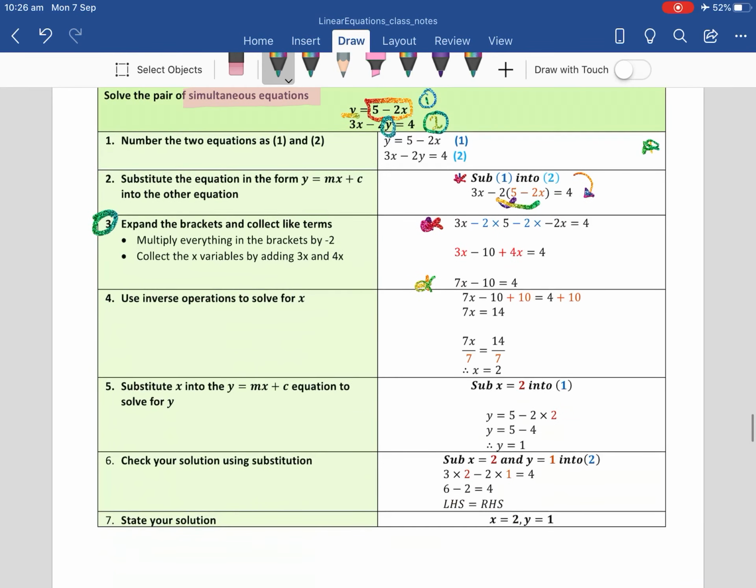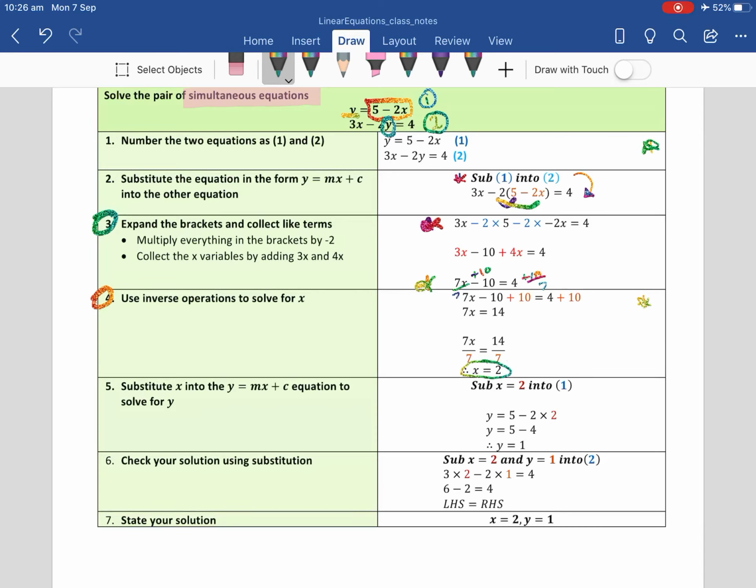From here, step 4 says to solve for x. You can use your inverse operations. Here you've got a minus 10, so you're going to plus 10 to both sides. And then you're going to divide by 7 on both sides. That's what this box here is showing you. So eventually you should get x equals 2.